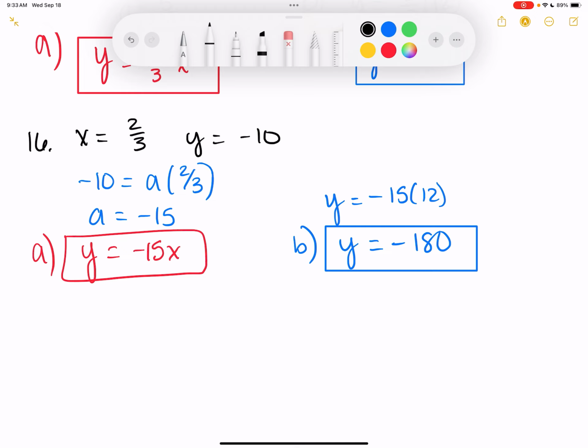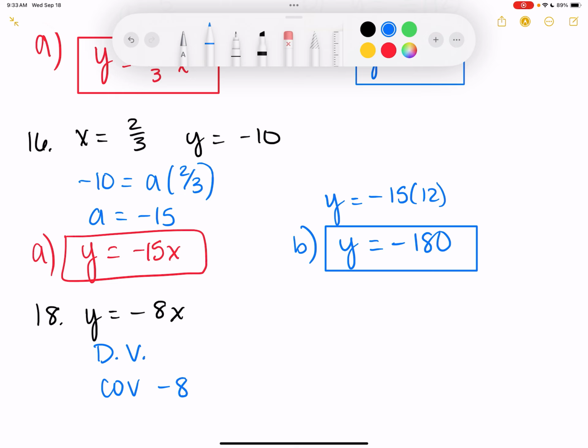Okay, tell whether the equation represents direct variation. If so, give the constant of variation. What is the constant of variation? Seven. Next, y equals negative 8x. Is this direct variation or not? Yes. What is the constant of variation? Negative 8. Why is it direct variation? Because it's in the form y equals ax.